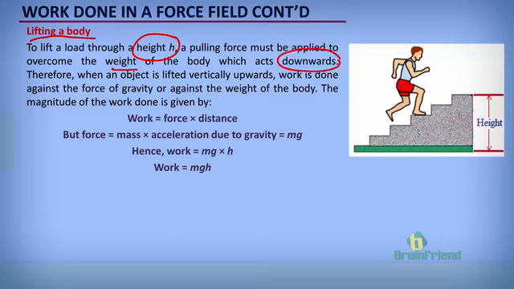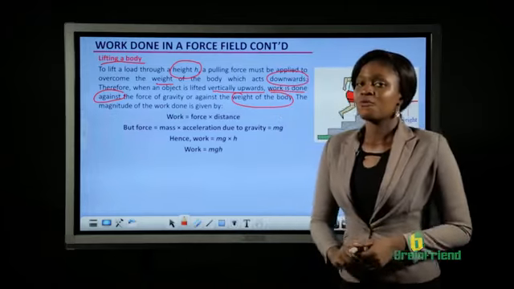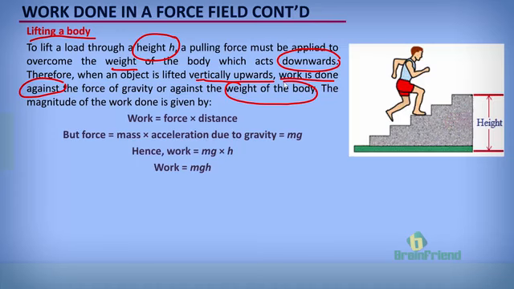Now you must know that the weight of a body always acts downwards. So to lift a load up, you must work against the force of gravity, and that is work done against gravity in lifting that load upwards. Therefore, when an object is lifted vertically upwards, work is done against the force of gravity or against the weight of the body. So that is to say that for you to lift a body up, work has to be done for you to overcome the force of gravity.